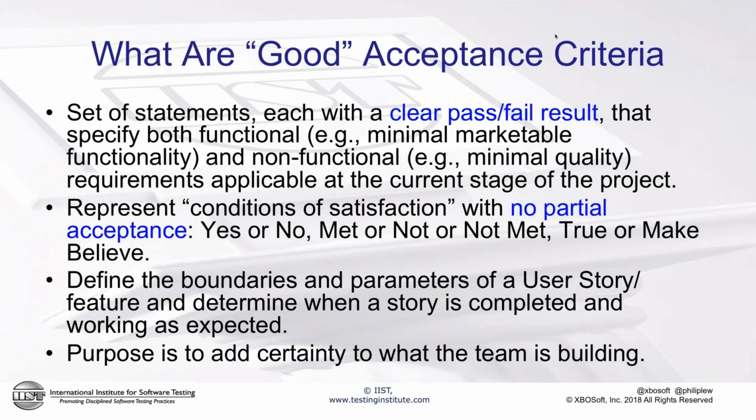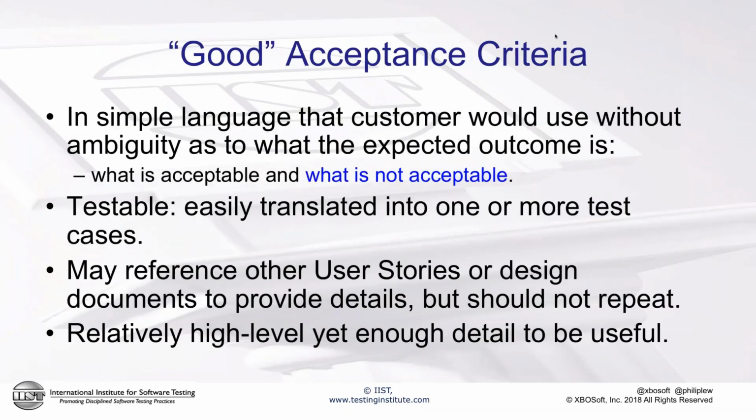And that really helps the developers to understand what they're doing, and it helps people that are testing the software to understand what they're testing and what they're looking for as whether or not the criteria has passed. What is acceptable, not acceptable, should be easily translated into one or more test cases. Actually, that's a misnomer. I should have put one test case. So each criteria should translate into one test case.